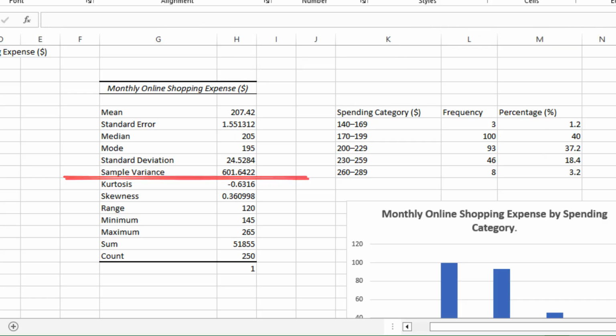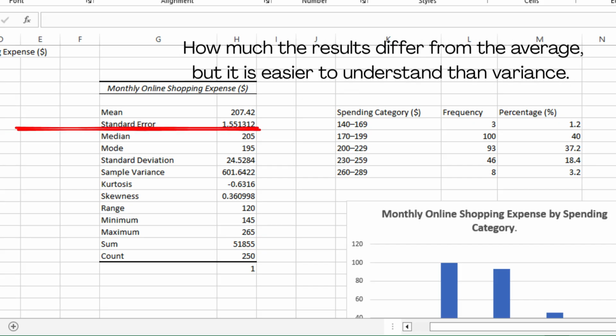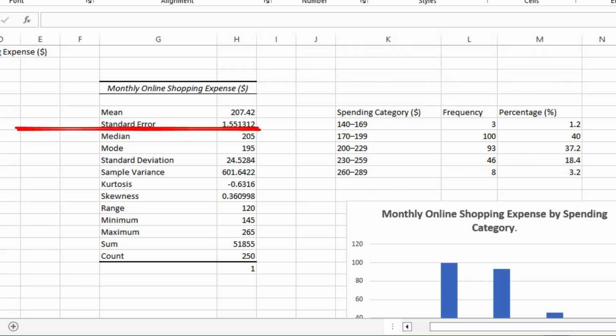consistent. Standard deviation also shows how much the results differ from the average, but it is easier to understand than variance. A small standard deviation means most of your results are close to the average, showing that the responses are similar. A large standard deviation means many results are far from the average, showing that the responses are more different and spread over a wider range of values.